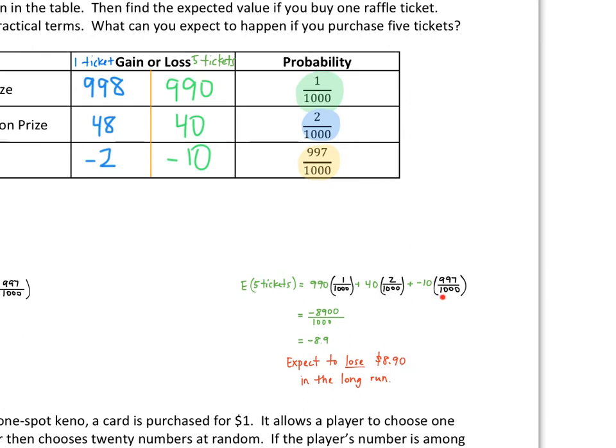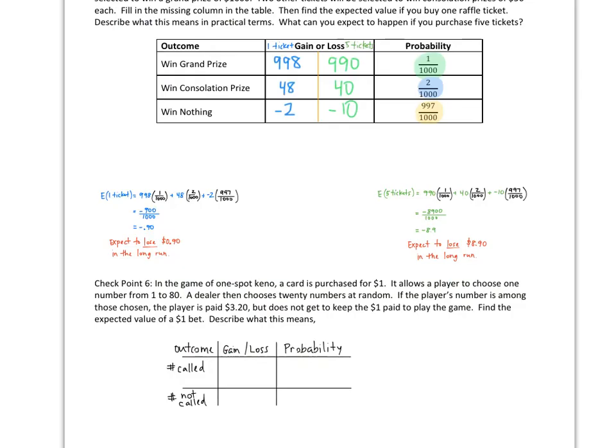So take a look at my setup. Double check that that's what you get. And then what's our interpretation? Since it's negative, it means I lose $8.90 in the long run if I buy 5 tickets each time.